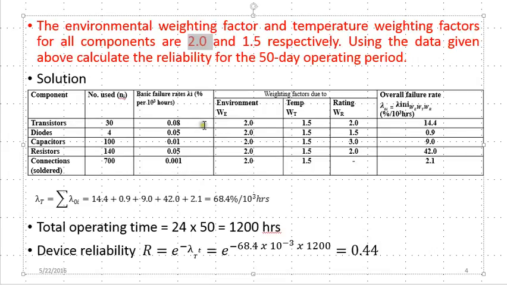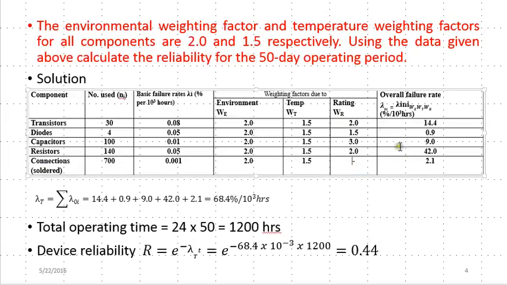So the next thing we'll do is to create a column for environmental weighting factor, which is common for all of them, another column for the temperature weighting factor, which is 1.5 throughout, and the rating weighting factor is already given for each individual component. It is only the connections, the soldered joints, that don't have any rating weighting factor.